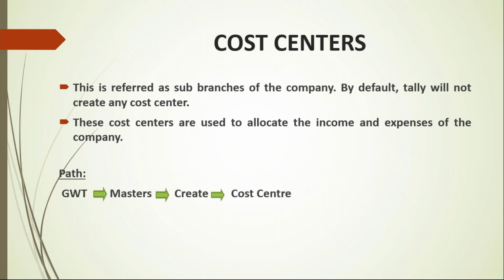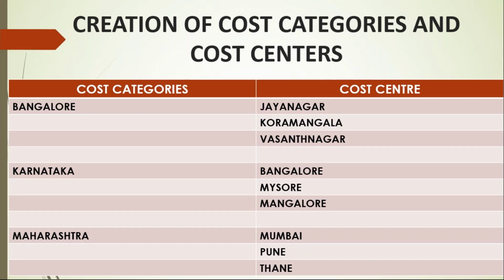Yes, so this is what I told you. If cost categories are the head office or the main title of the business, the cost centers are the sub-branches of the company. By default, Tally will not create any cost center. Yes, the default cost category is the primary cost category, but we don't have any default cost centers. These cost centers are used to allocate the income and expenses of the company. As I told, they are used for the sub-allocation of the income and expenses according to the branches or the outlets a company has, right? So here we have the cost category and cost center creations.